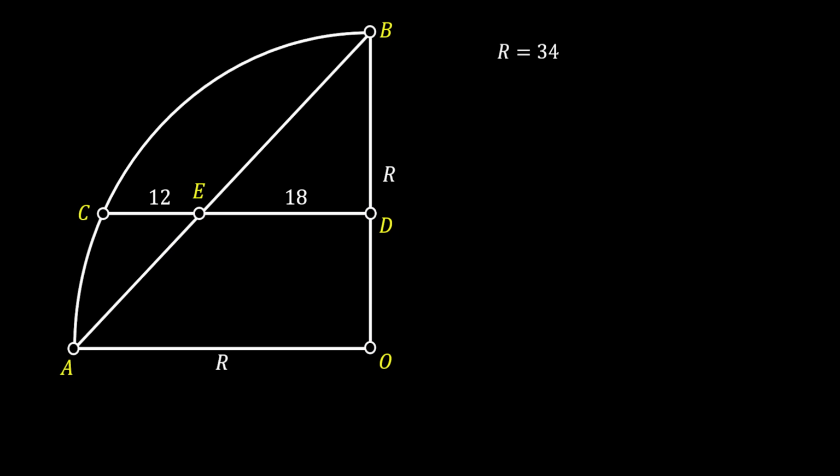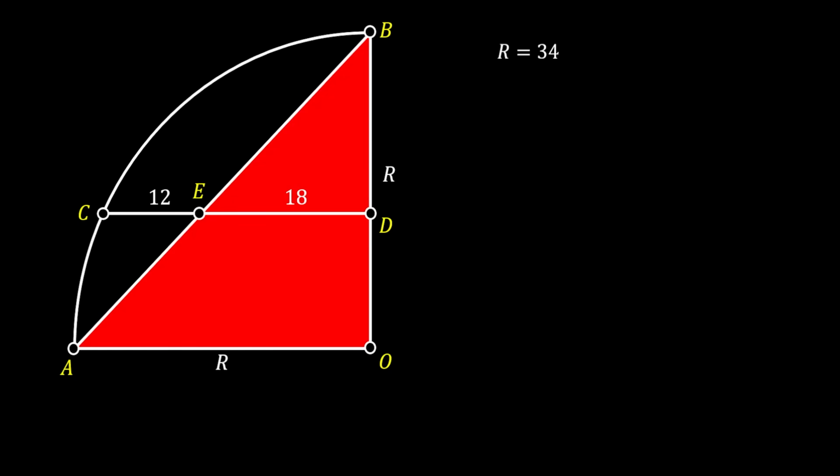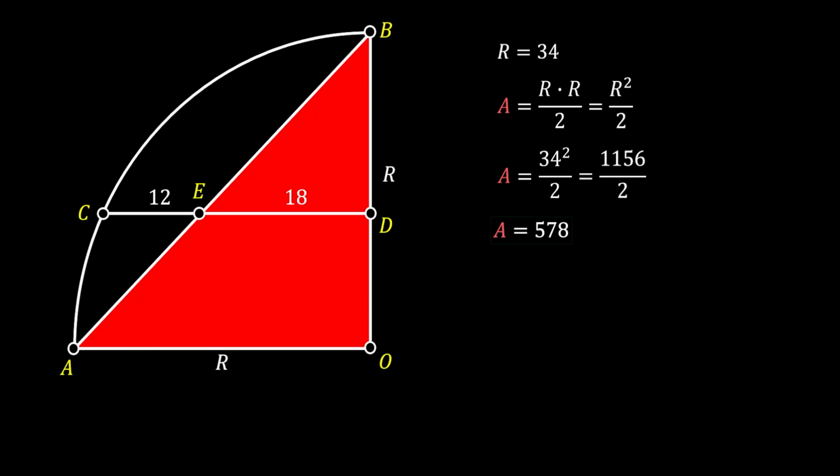Now, remember, we are looking for the area of the triangle AOB, and since this is a right angle triangle, its area will be equal to the product of its legs over 2. In our case, this is r times r over 2, so it is r squared over 2. And we will substitute the value for r and work through this, and finally get that the area of our wanted red triangle equals 578 squared units, and this is our solution.